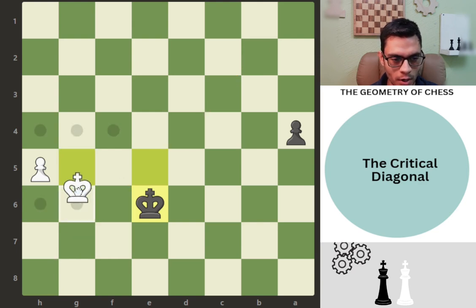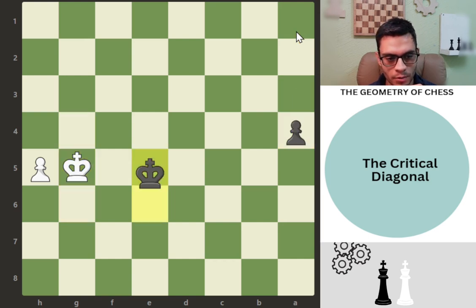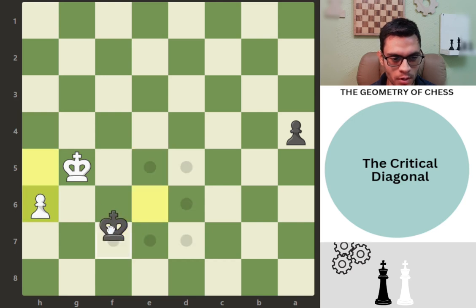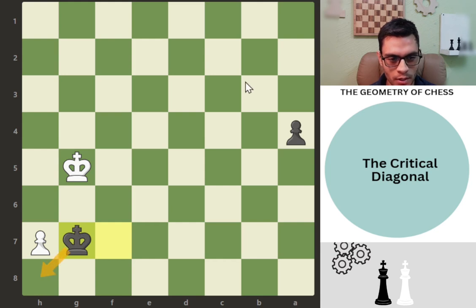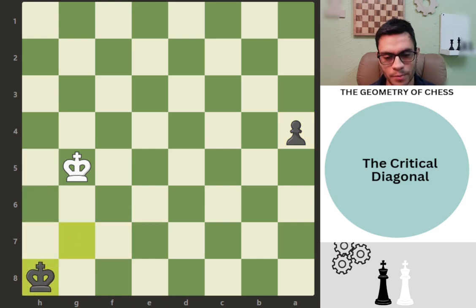And now, okay, white keeps shouldering us. Now we have this extra tempo to push our pawn. What if white doesn't shoulder us and they try to push this pawn? Perfect. We are on time to stop this pawn, and we are controlling these squares and this diagonal. So white is going to have to resign.